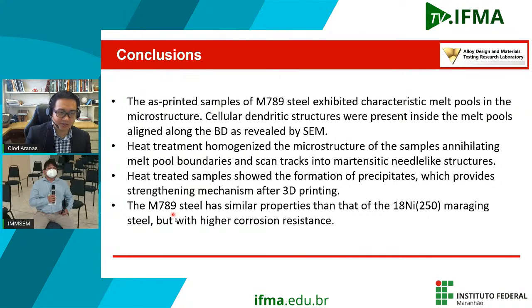And finally, the M789 steel has similar properties to that of 18Ni250 maraging steel, but with higher corrosion resistance. E finalmente, o aço que a gente produziu tem propriedades muito similares ao aço convencional maraging e tem resistência à corrosão mais elevada do que o convencional.